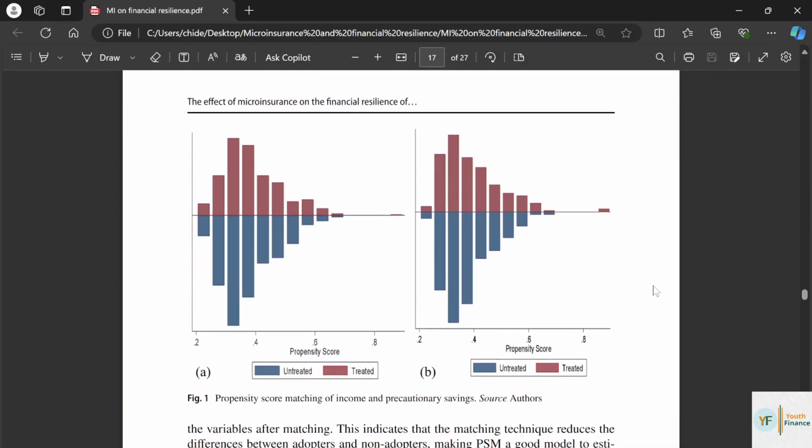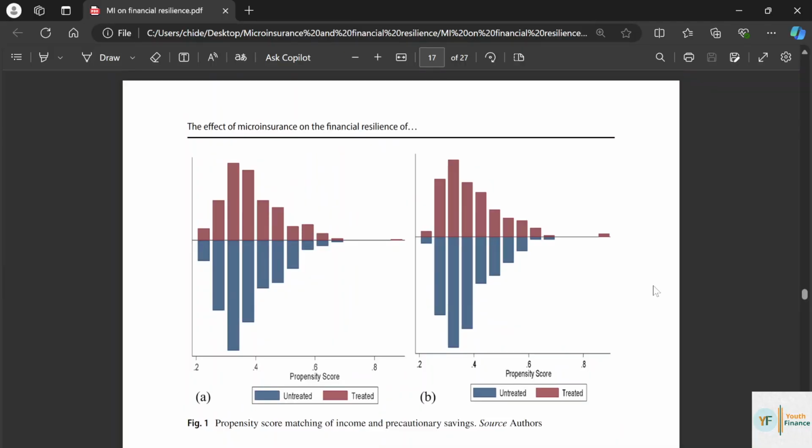So we start by interpreting this one. So the figure 1, from the figure 1 A and B, we can see that the upper side has to do with the treated, or the microinsurance adopters, both in income and then in precautionary savings. They are here. And then below here, it's the untreated, so the microinsurance non-adopters for the income and microinsurance non-adopters for the precautionary savings.